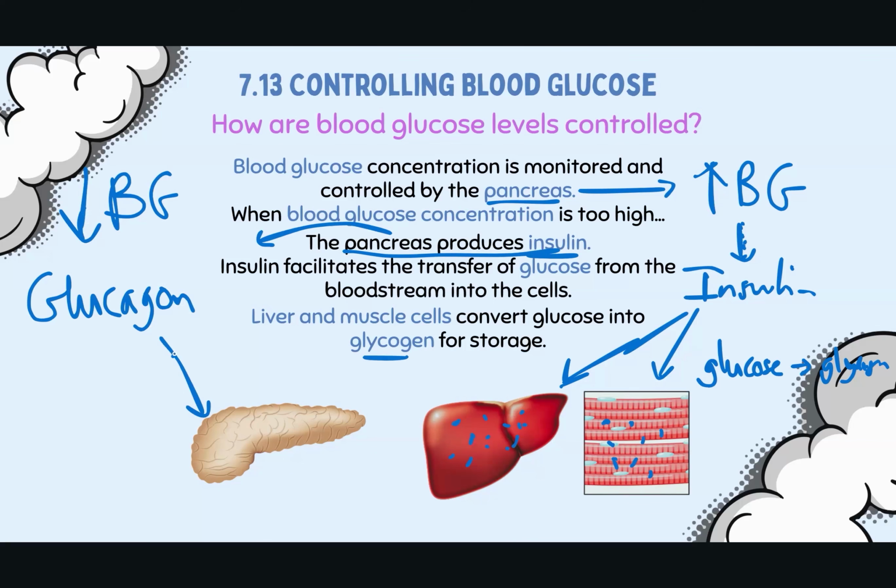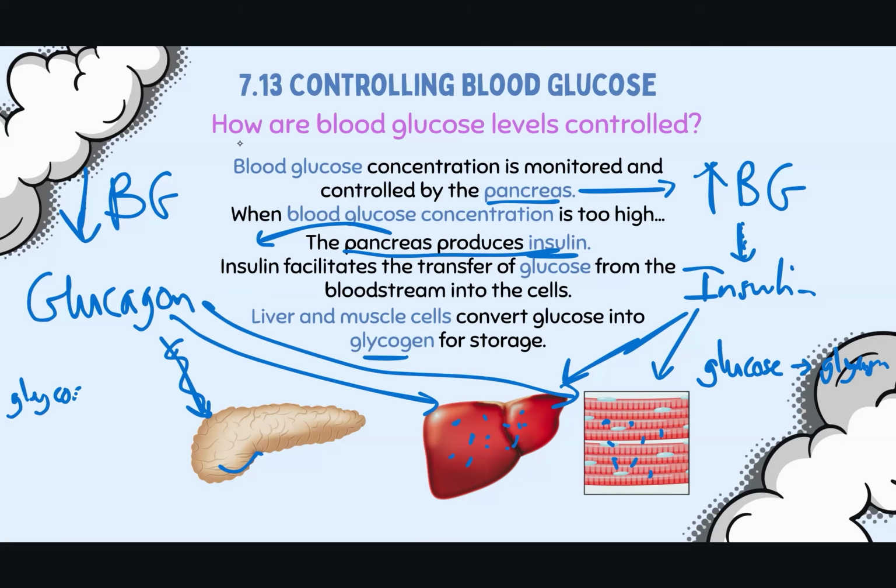Glucagon. So this is supposed to be the pancreas, so I've drawn the line in the wrong place. Glucagon is picked up by the muscles and the liver, but this time what the muscle and liver do is they convert the glycogen back into glucose, and they put all that glucose into the bloodstream. So what happens? The blood glucose starts to increase.